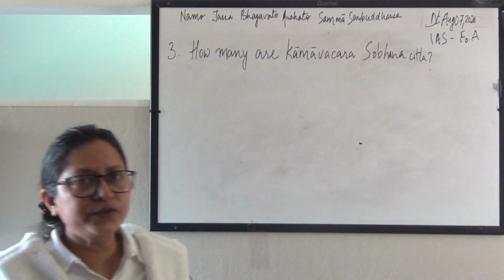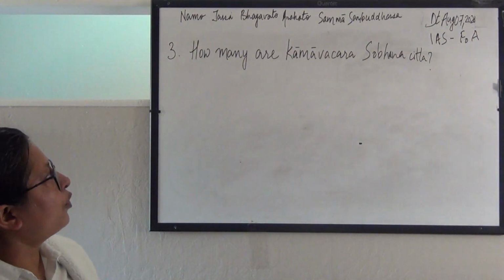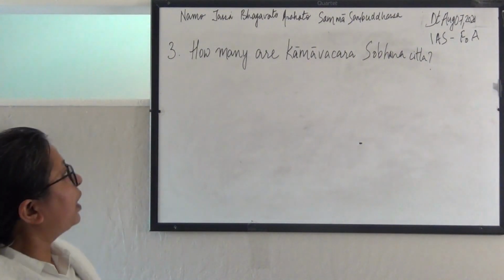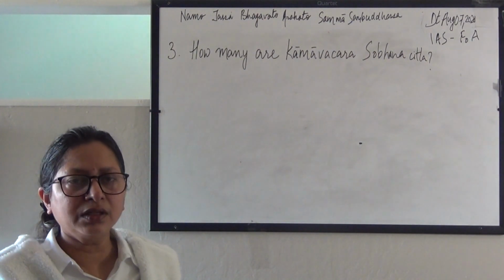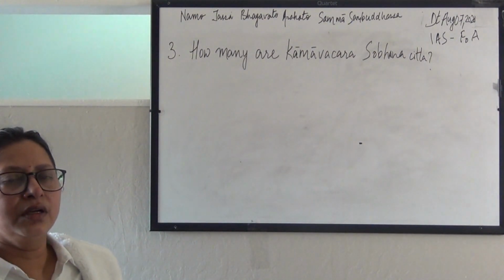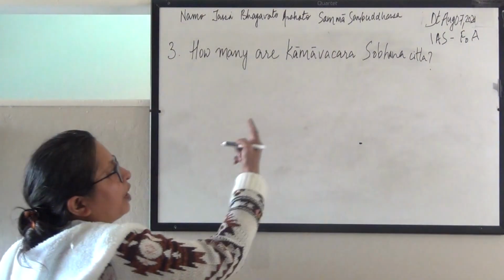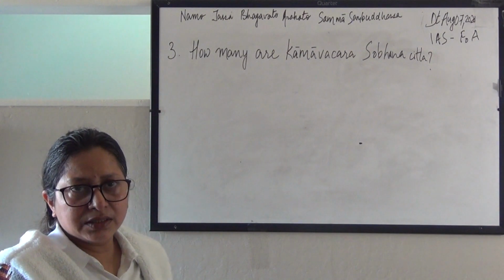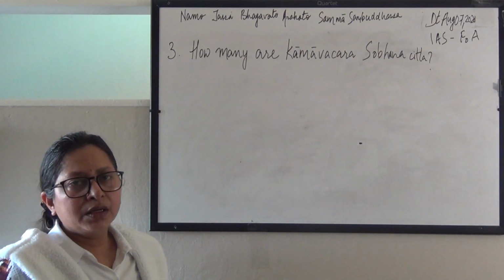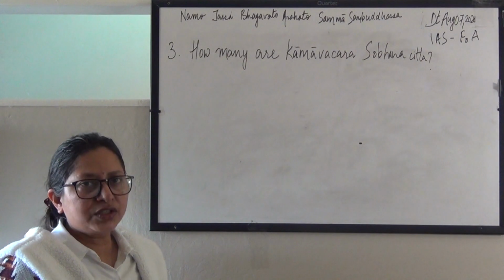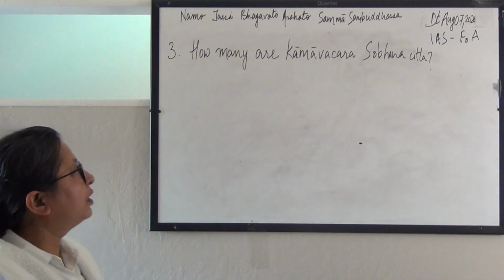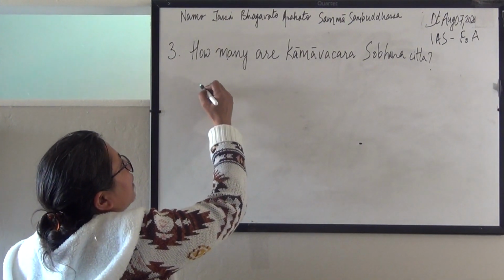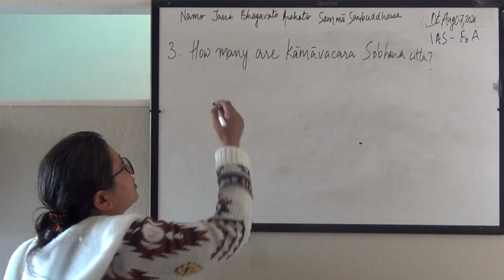Okay, so let us move to the third question. How many are kamavachara sobhana chitta? Kamavachara sobhana chitta is the third group of the chitta in kamavachara. These are the chitta which are sobhana chitta, these are good chitta. So let us see how many of them. You have again three subgroups in this chitta.